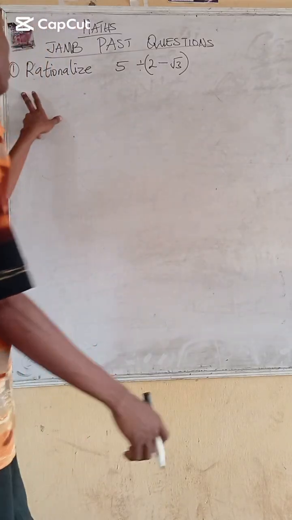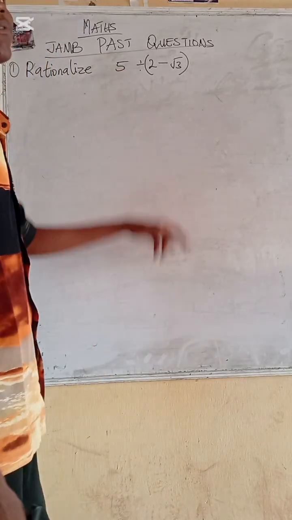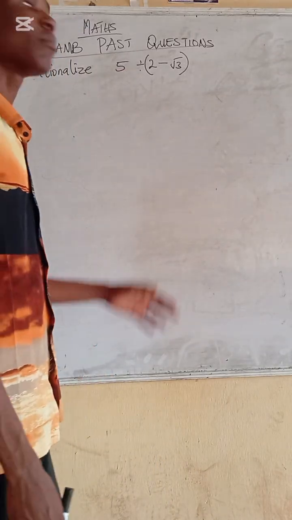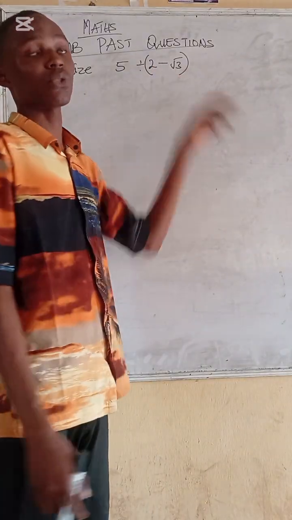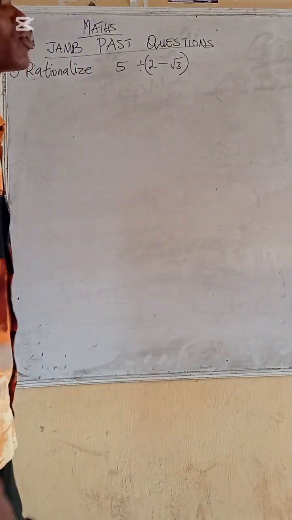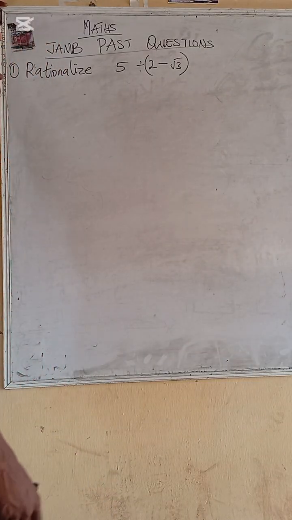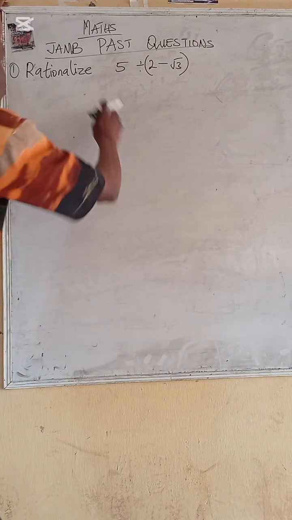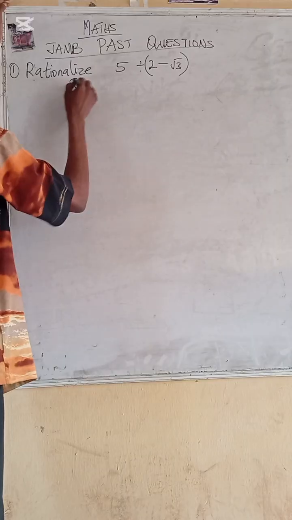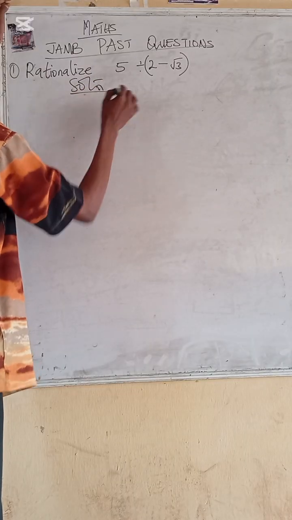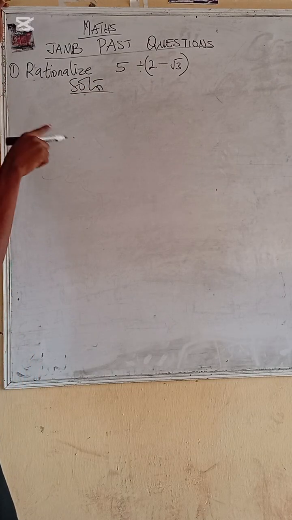So I have to solve this. Rationalize 5 divided by 2 minus root 3. This is actually a question on surds. Now what you do is you write a solution. You actually have 1 minute, so I'm going to use 1 minute to solve this.